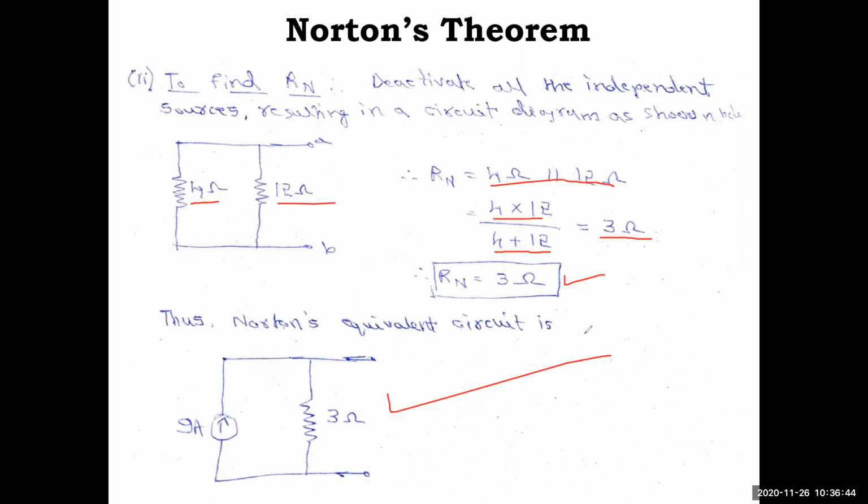Simple. Don't confuse it with Thevenin's. In Thevenin's, you are open circuiting and finding the voltage across the element which you are having. Here it is current: you are finding the short circuit current. Clear? So it is 9 amp in parallel with 3 ohm.